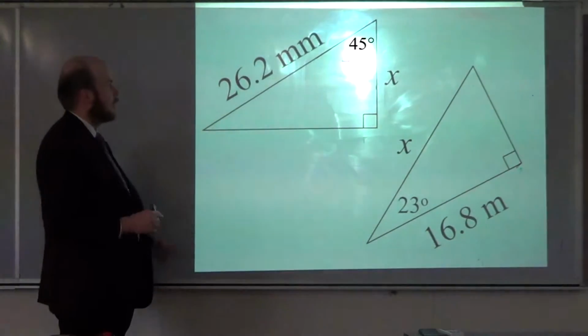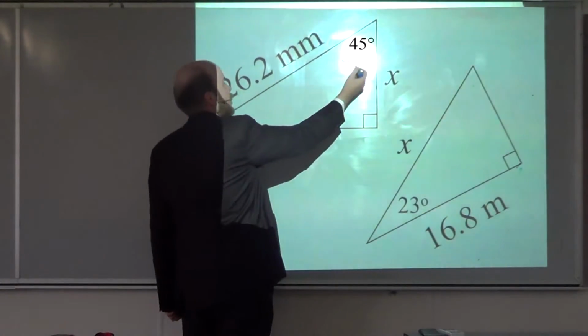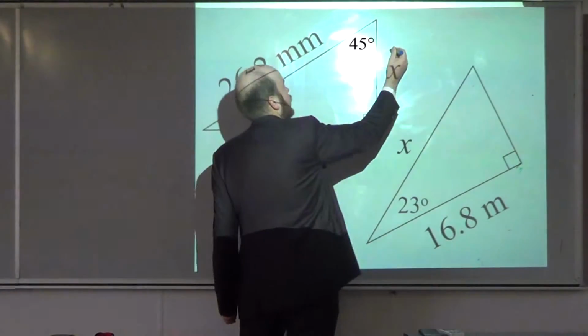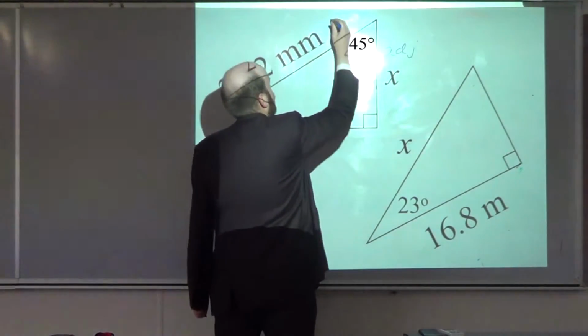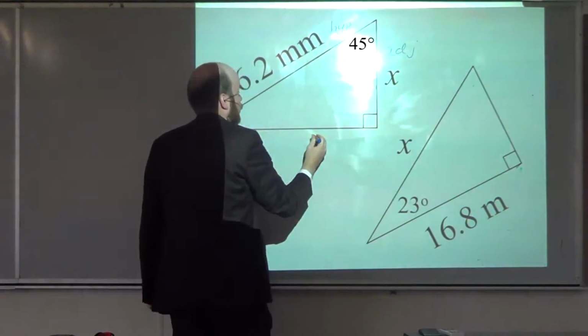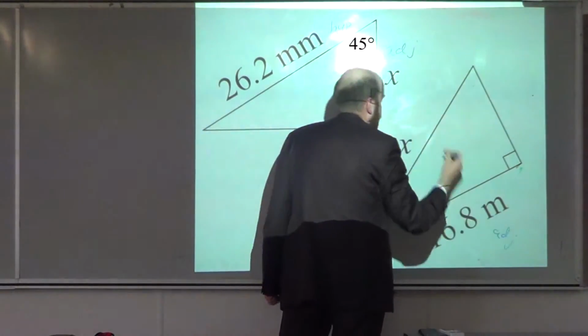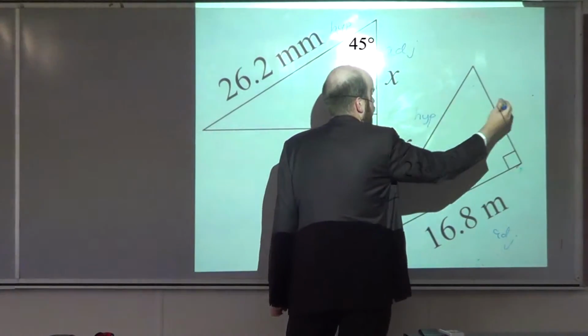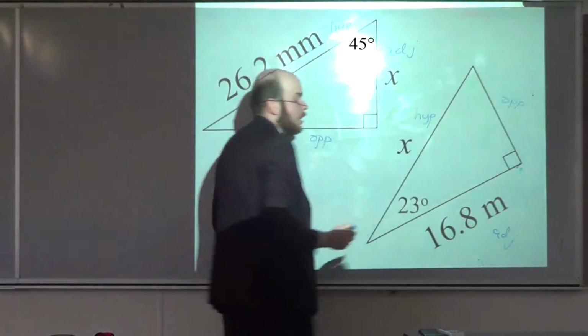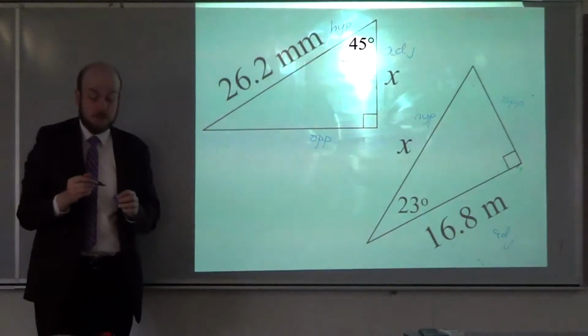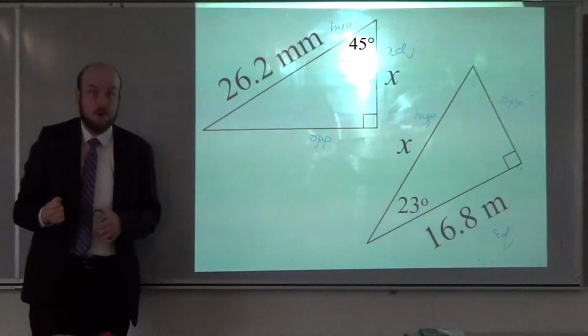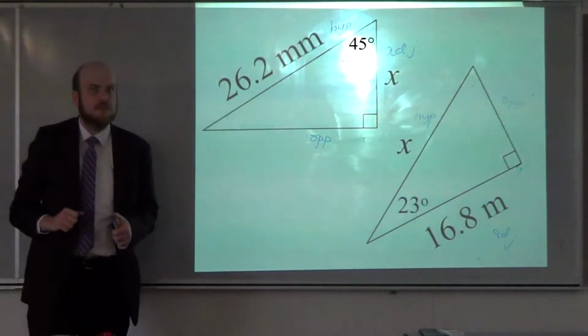Here we go. So again, I'm going to label this. The side next to it here is the adjacent, hypotenuse, and opposite. So in this particular example, unlike the other ones, I'm now dealing with adjacents and hypotenuses. So this means that we're dealing with cosine.